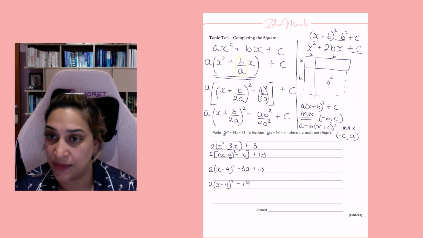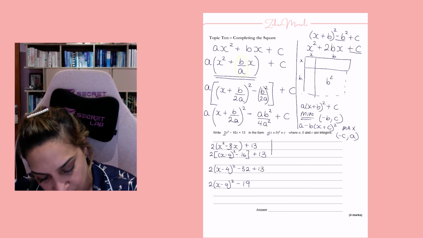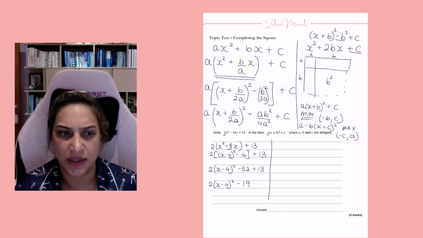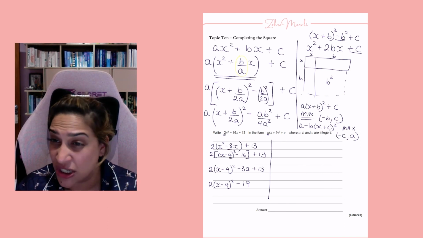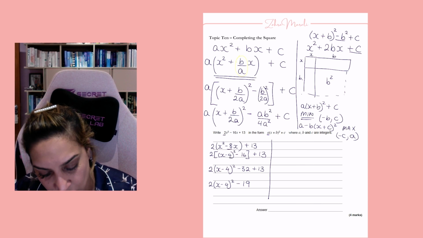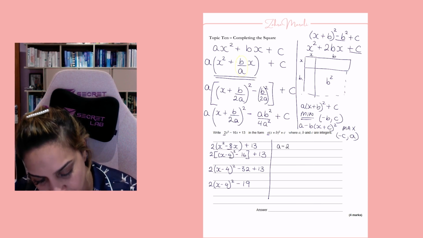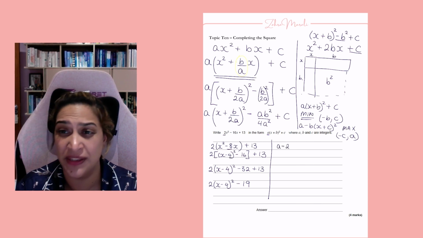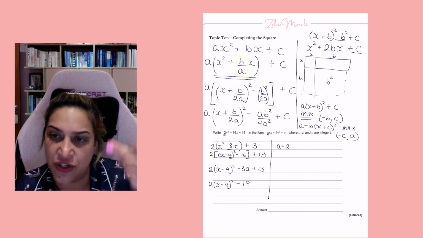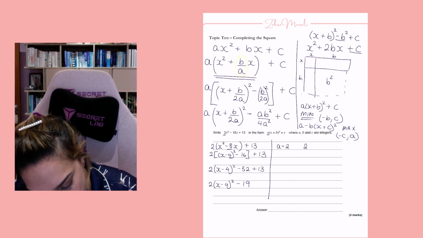And then you can work out the min and max. Now, if you go blank in an exam, the alternative is to use that sort of matching method that we used. So we know A equals 2. So we're going to start off with saying, well, I know that A is always the coefficient of the x squared. So I've got 2(x plus b) squared plus c.